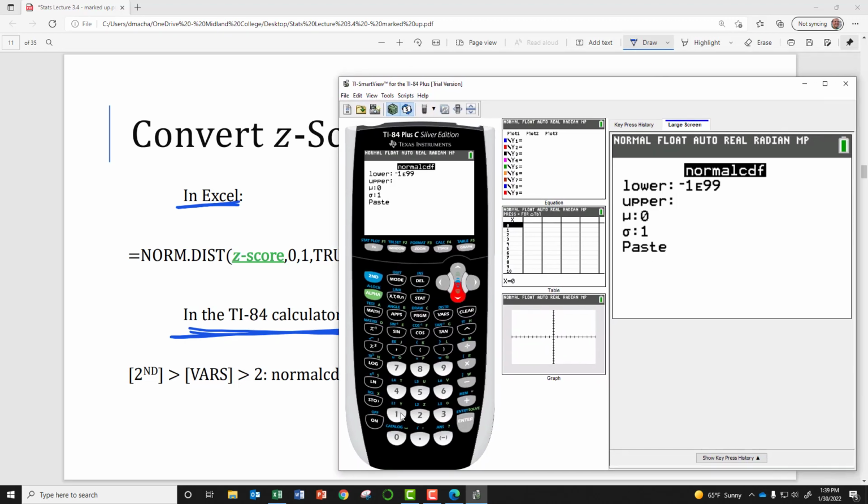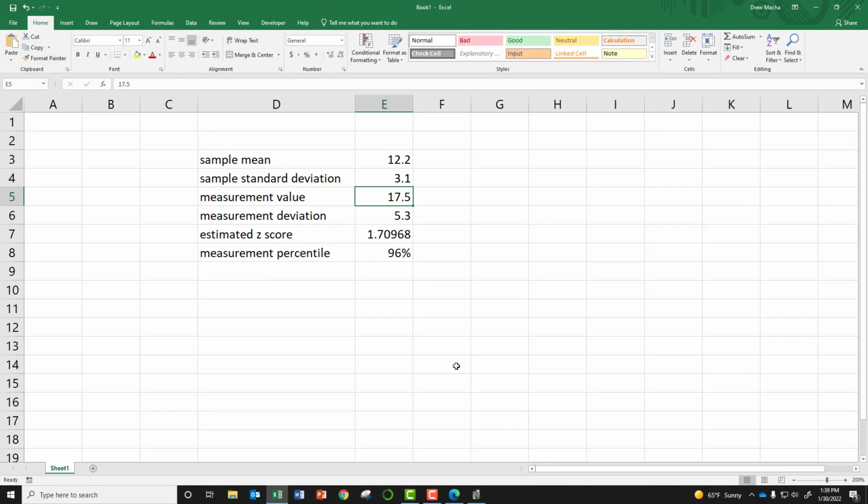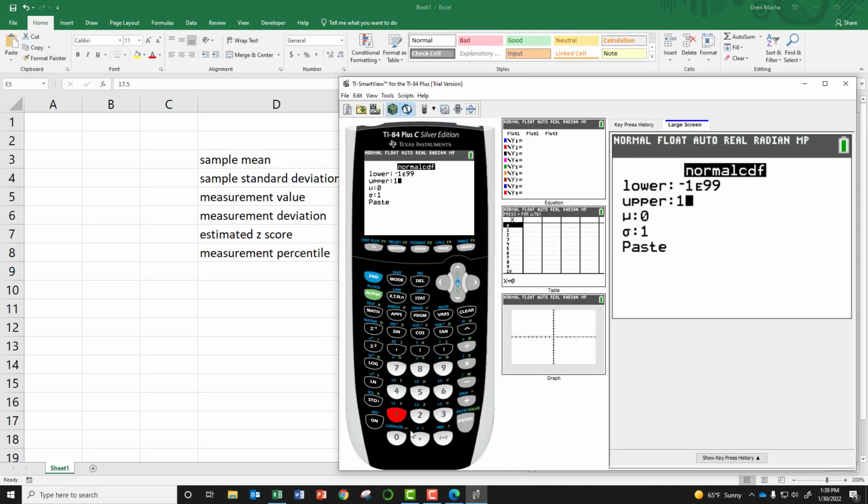And our z-score on my example was 1.7. Let's do a z-score of 1.7 again. We leave the 0 and the 1 alone for calculating z-score. We scroll down to paste and we do enter and then enter again.